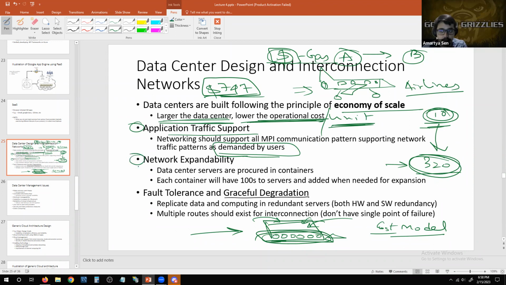The other design issue you have to keep in mind is the expandability of your network itself, okay? The servers in a data center are procured in the form of containers, right? Somebody talked about the shipping example, where ships bring in large containers of products, materials, consumer goods, and those kinds of things. So you can envision these large rack spaces looking very similar to the containers being brought on the ship.